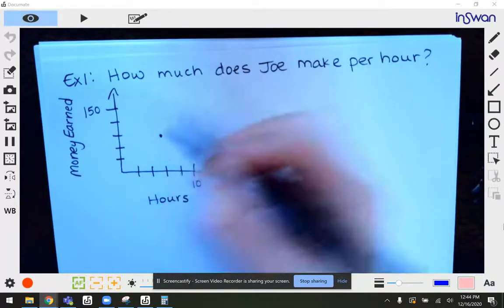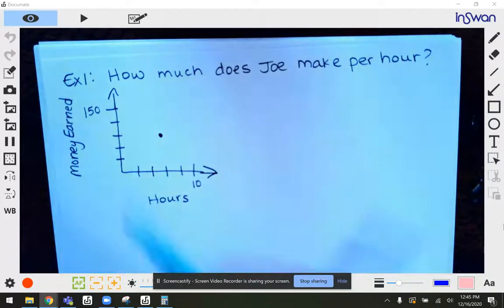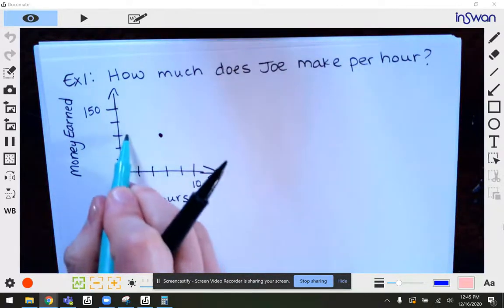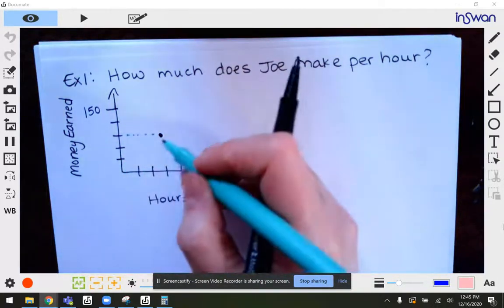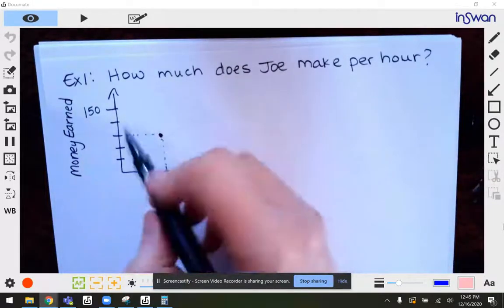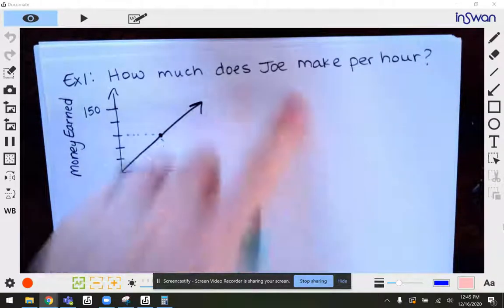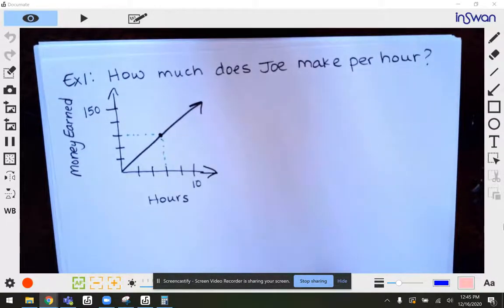And the examples you're given in your homework will have a grid, so it makes it easier. But while we're doing this, sketching it on paper, I'm just going to draw these little dash marks to show us where these line up. Okay, so your line looks something like this. And we want to know how much Joe makes in 1 hour.